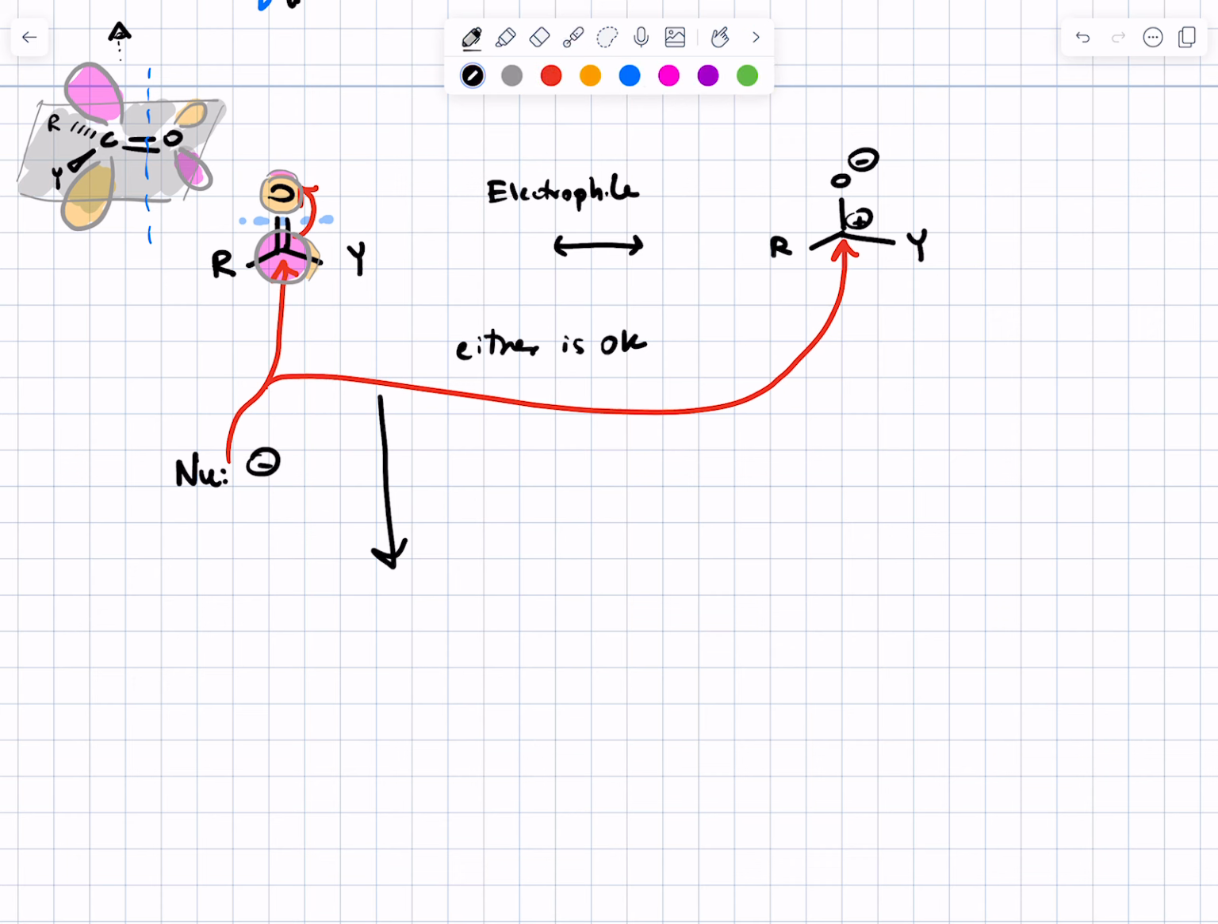So, to draw that structure, we'll keep everything else in place. The oxygen should now have a negative charge on it, and then here, I'll use red for that, is our new bond with the nucleophile. And maybe I'll use red for the lone pair that's now on the oxygen. We call that a tetrahedral intermediate.